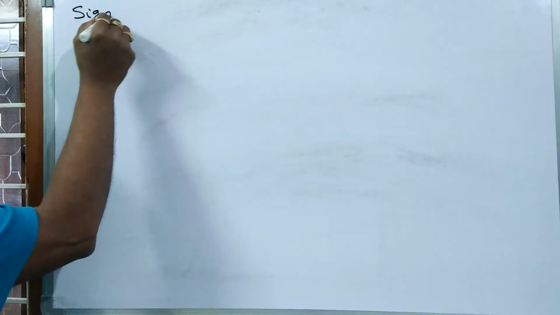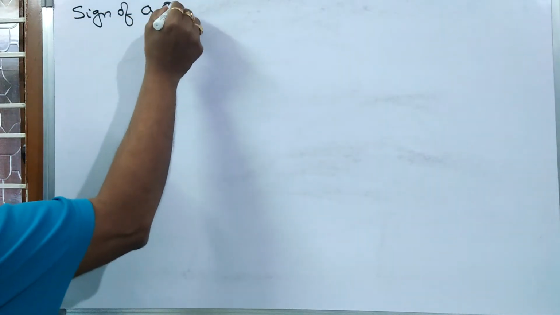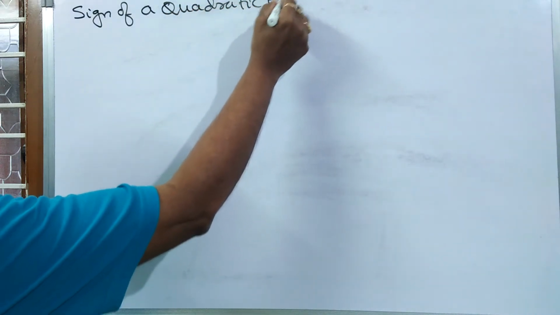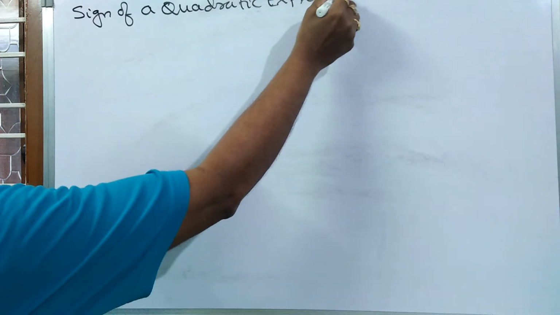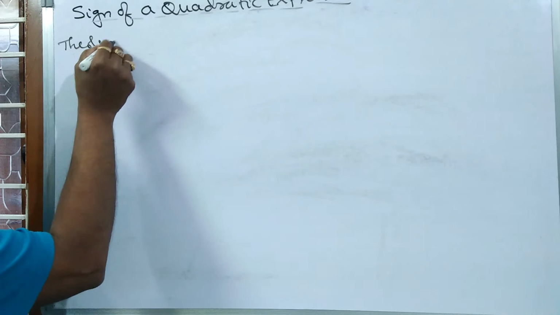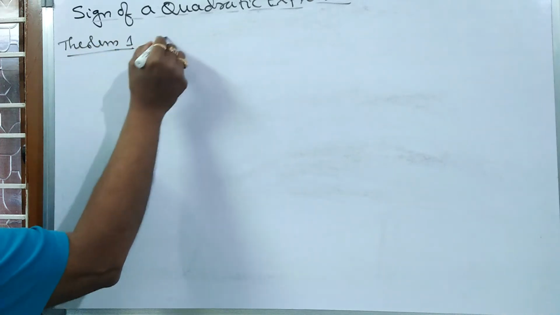Sign of a quadratic expression. Under this, take a theorem 1. Two theorems are there. Theorem 1.